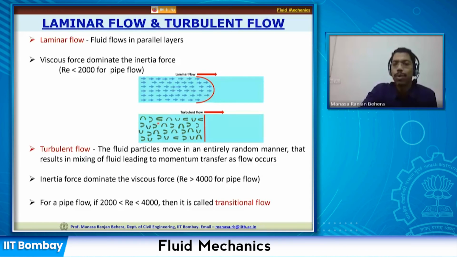Laminar or turbulent flow is not always possible to visualize easily with the naked eye, so most of the time we need some indirect way of representing it. There is a number called the Reynolds number, which we will study in due course. In the case of pipe flow, if the Reynolds number is less than 2000, it is laminar flow; if it is more than 4000, it is called turbulent flow; and if it is between 2000 and 4000, we call it transitional flow.